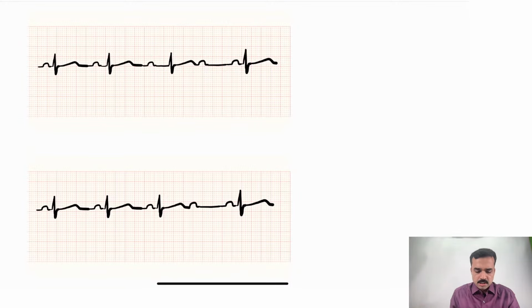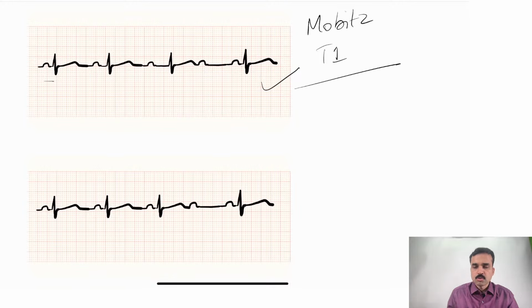If you look at the first one, the PR interval has successively gone on prolonging. The PR interval kept getting prolonged. Finally, there was a missed, unconducted P wave. So this is what is Wenckebach's. Very good. Wenckebach phenomenon, type 1. Mobitz type 1, that is. Second degree Mobitz type 1, also known as Wenckebach's phenomenon.